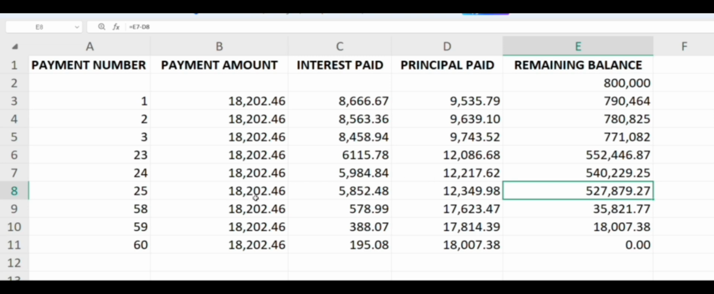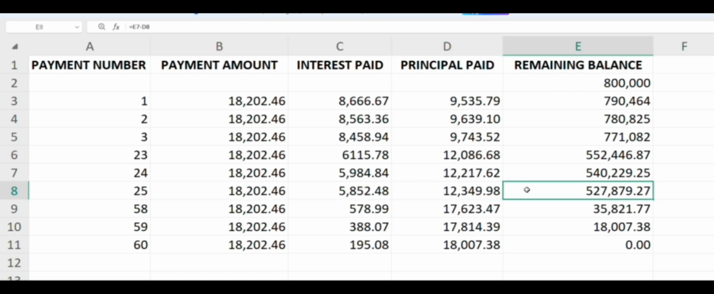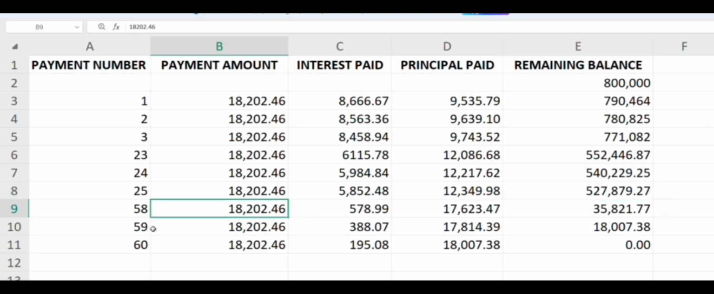that would give us 540,229.25. And for the 25th month, our interest paid is 5,852.48 and our principal paid is 12,349.98. And for our remaining balance, we have 540,229.25 minus 12,349.98 is equal to 527,879.27.